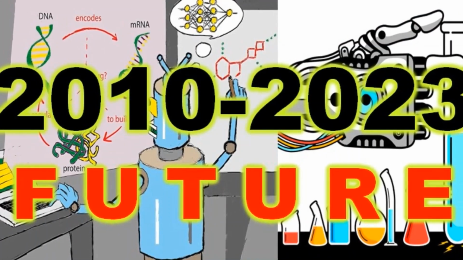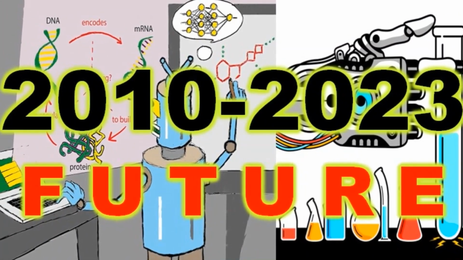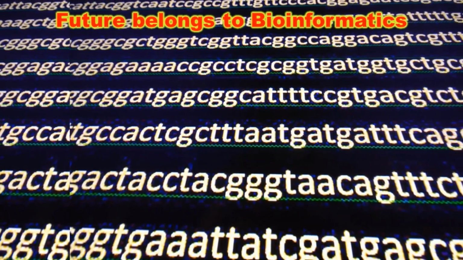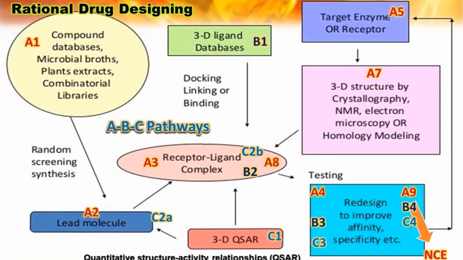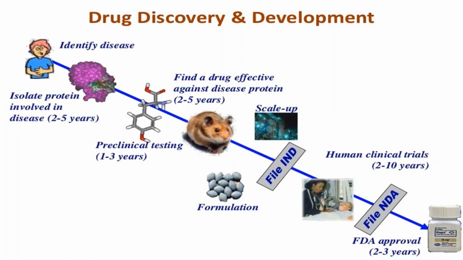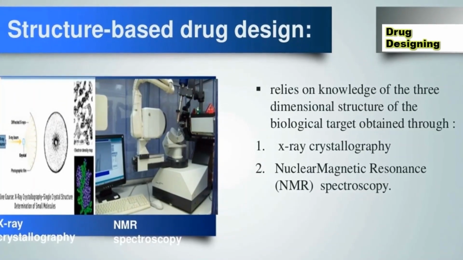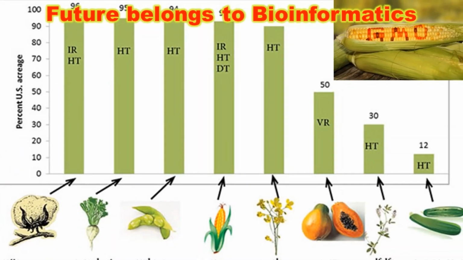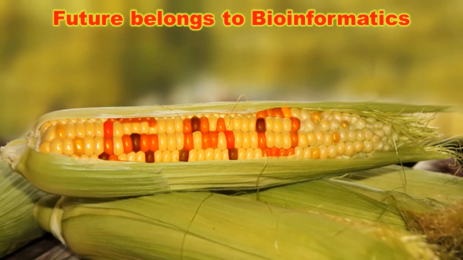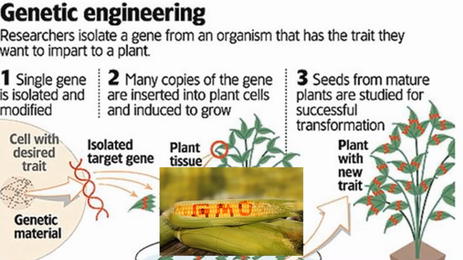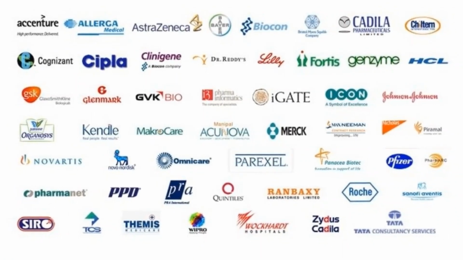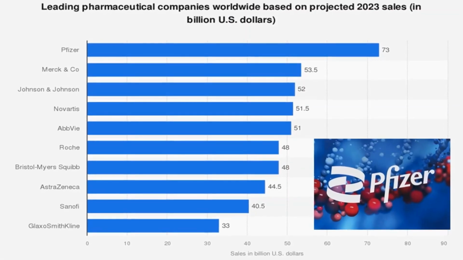The period from 2010 to 2023 belongs to bioinformatics. Trillions of sequences were analyzed, thousands of genomes were sequenced, hundreds of diseases were clearly understood, hundreds of drugs were designed and produced, and several genetically modified organisms and biological products were produced. All this is because of tremendous advancements in technology.